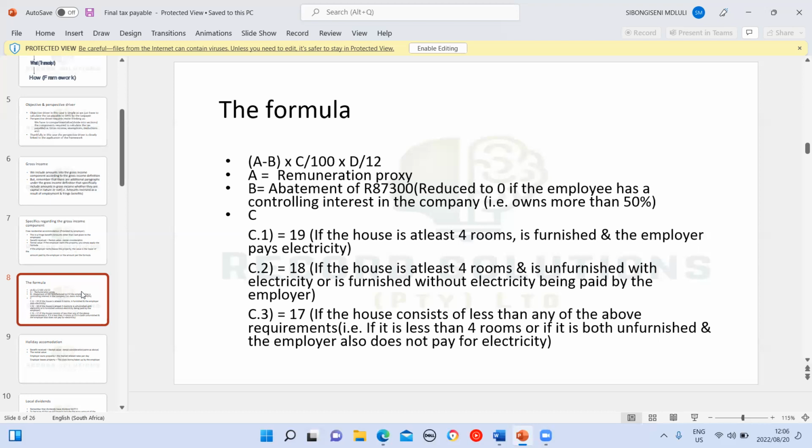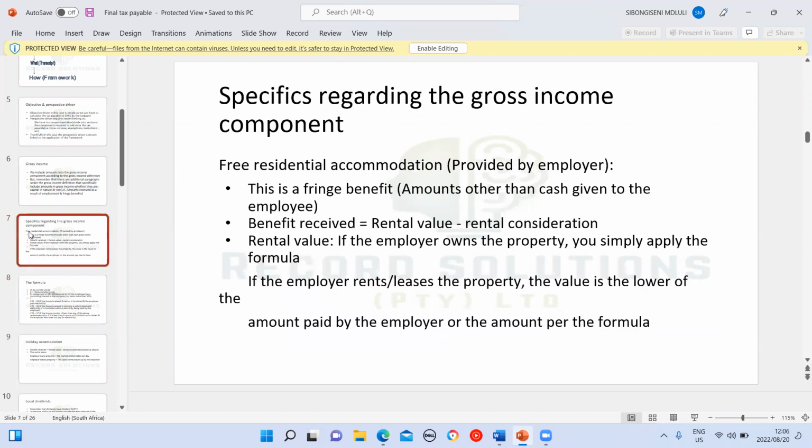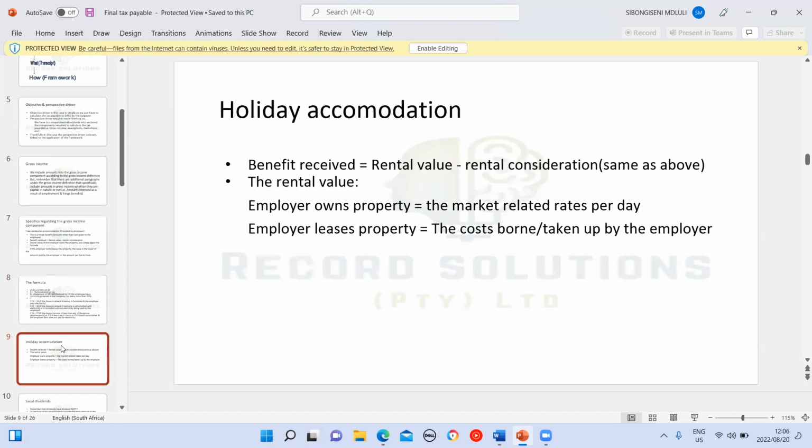And then C.3, where C is 17. This will happen when the house does not meet any of the above requirements, i.e., if it is less than 4 rooms, or if it is both unfurnished and the employer also does not pay for electricity. I hope that's clear. Remember, these are the specifics regarding the gross income component. You might have a little trouble, but since I'm explaining this, it will be simpler hereafter.